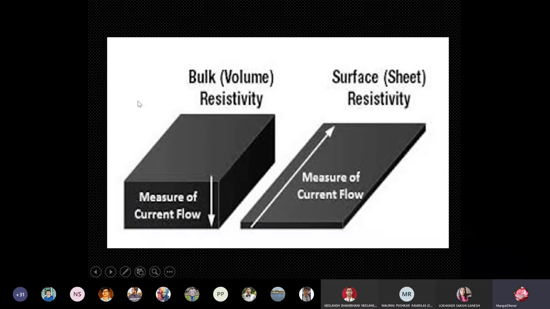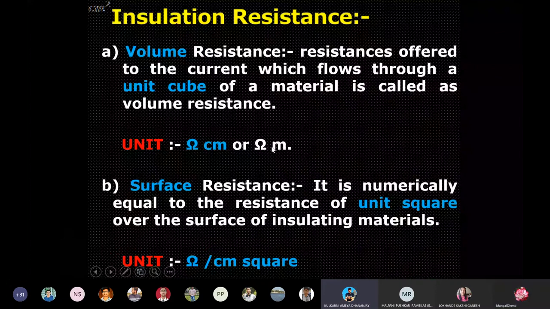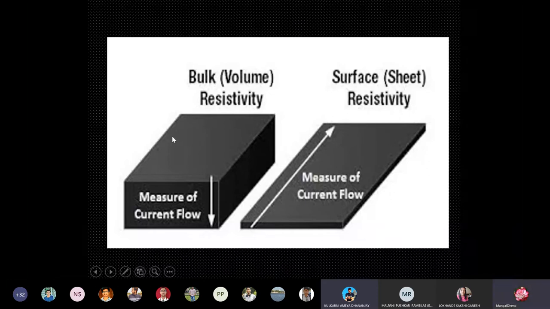Ma'am, I have a doubt about volume and surface. Yes. Ma'am, when the current flows on the surface, that sheet also has some kind of volume, sorry. Yes, yes. See, in a short way I can tell you: when you are considering this volume way, where voltage is applied, your current flow will be in this direction.